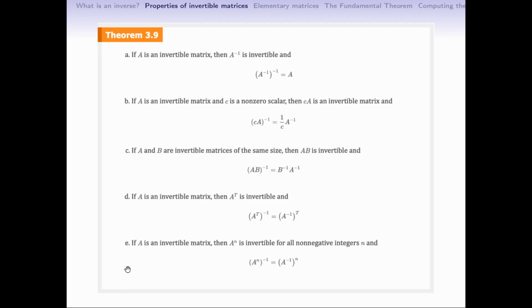And finally, property E. If A is an invertible matrix, then A to the power of n is also an invertible matrix for all non-negative integers n. And in fact, the inverse of the nth power of A is equal to the nth power of the inverse of A. Now what I want to do is go to the document camera and show you the proofs for C and D. And once you see those proofs for C and D, I would encourage you to leverage those techniques and try to prove A, B, and E for yourself. So let's head over to the document camera and look at the proofs of C and D of Theorem 3.9.